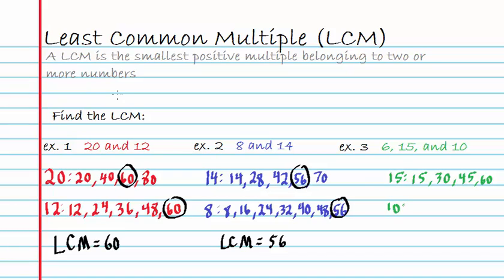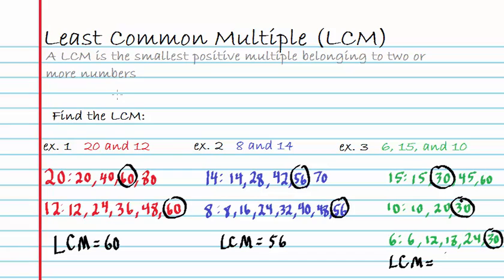Now I'm going to try 10. In this one I have 10, 20, 30. All right, 30 is a match, so we can now list my multiples of 6 and see if that one works. We have 6, 12, 18, 24, and 30. So 30 is a part of all three sets, therefore 30 is my least common multiple between all three numbers. That's important: it has to be a multiple of all three. So my answer to example 3 is 30. My least common multiple is 30.